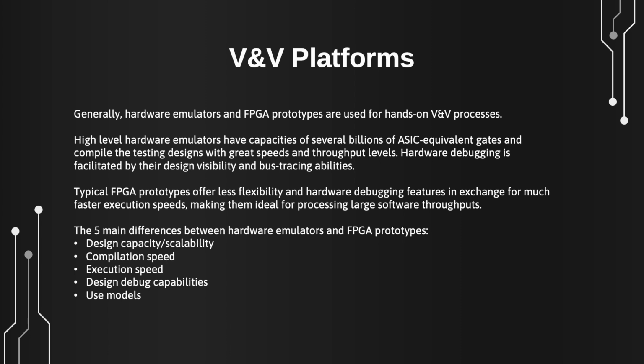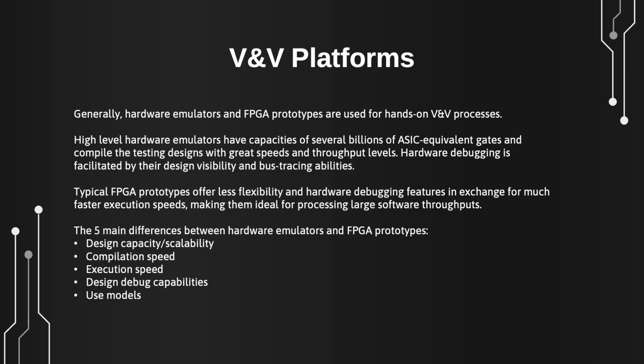Generally, the platforms that we use for verification and validation are hardware emulators and FPGA prototypes. So high-level hardware emulators have capacities of several billions of ASIC equivalent gates. They compile testing designs with great speeds and throughput levels, and hardware debugging is facilitated by their design visibility and their bus tracing abilities. And then FPGA prototypes offer less flexibility and hardware debugging features, but they have much faster execution speeds, making them ideal for processing large software throughputs.